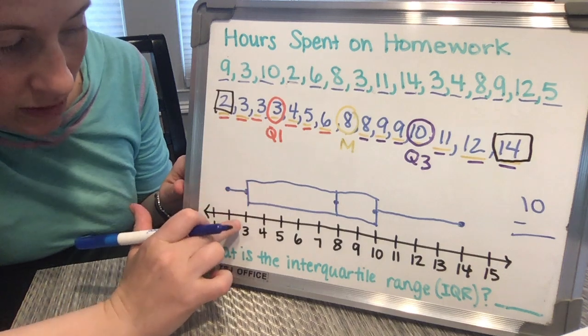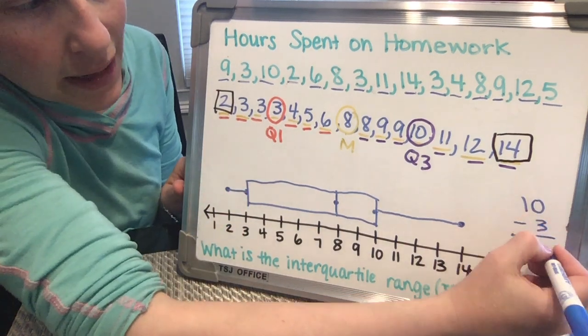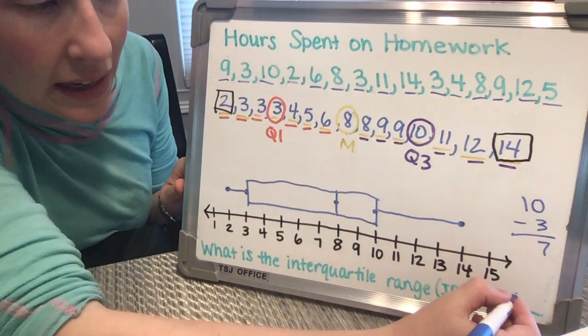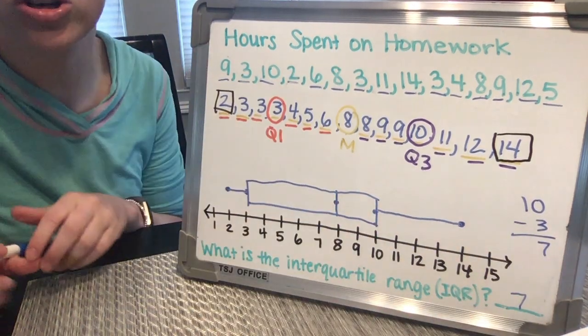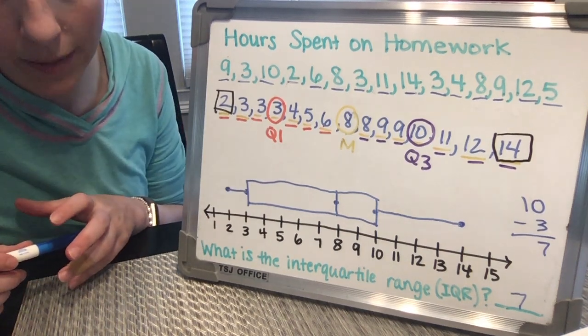If you like box and whisker, you can also look here and see that this side of the box is at 3. 10 minus 3 is 7. So the answer to this question, what is the interquartile range? It would be a difference of 7 hours between my data points.